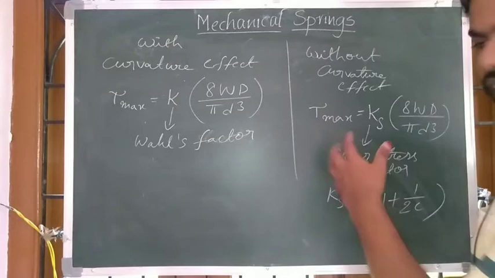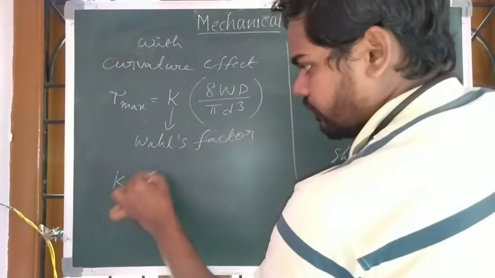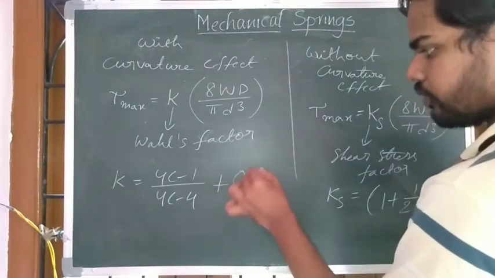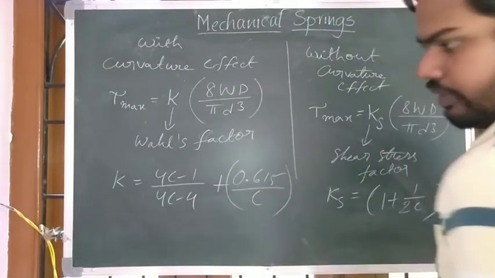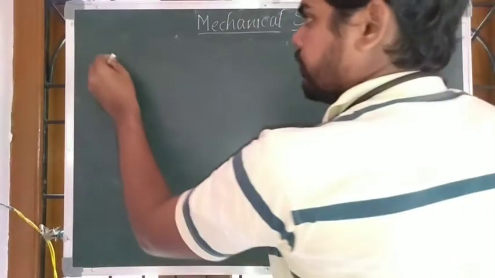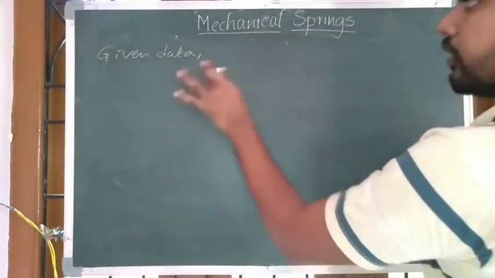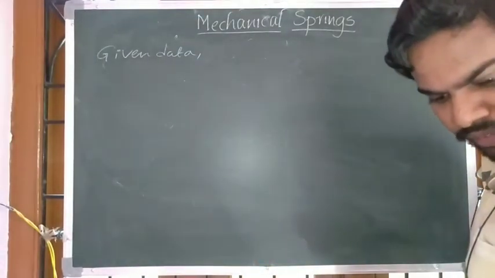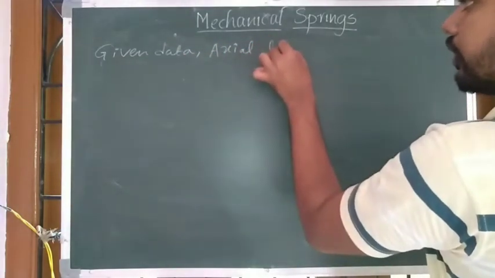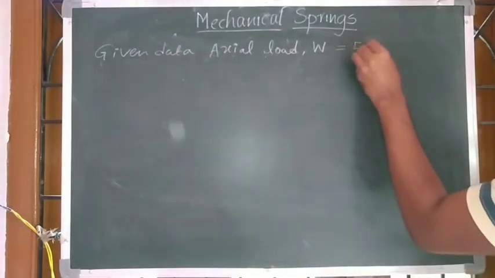Here the problem clearly gives the Wahl's factor, so we have to use this Wahl's factor. K is equal to (4C minus 1) by (4C minus 4) plus 0.615 divided by C, already given in our problem. So first note the given data. What is the given data? Axial load is given, denoted by W. So axial load W is equal to 500 Newton.